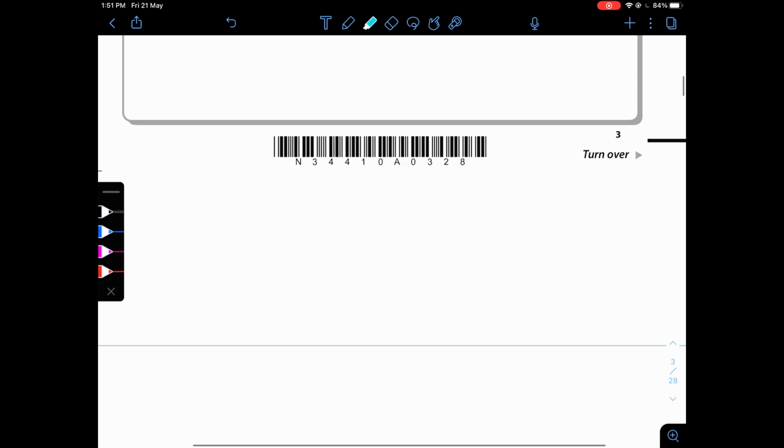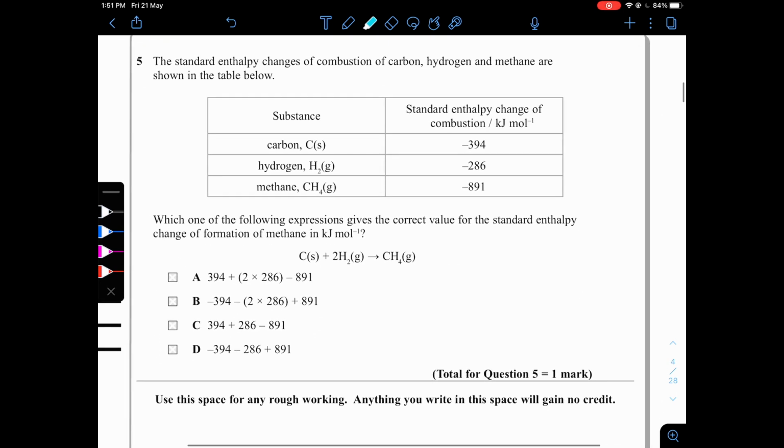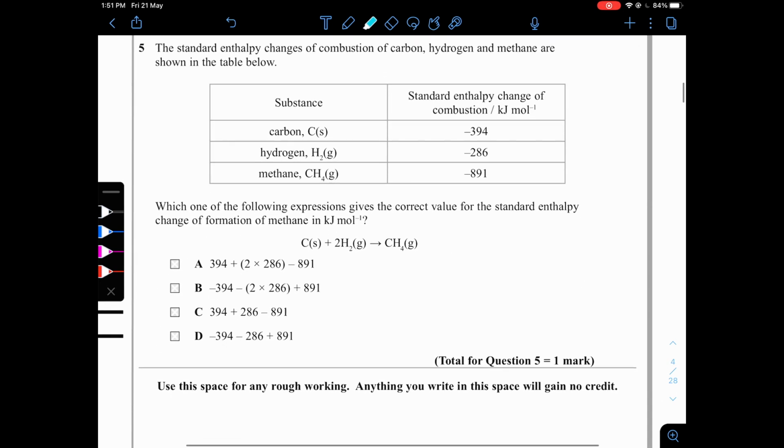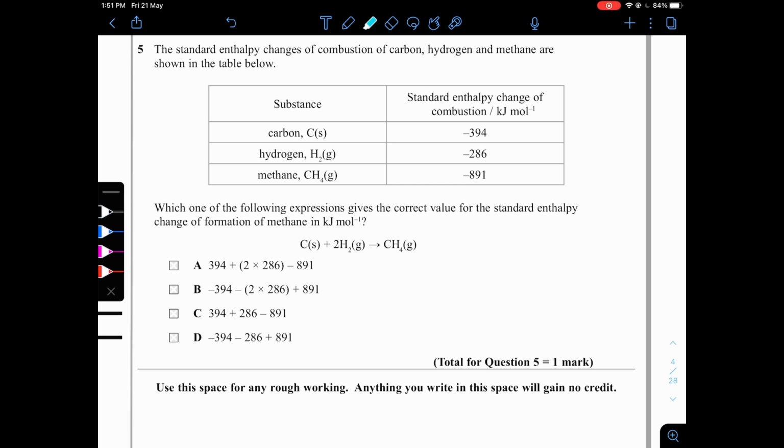Okay. So question number five. The standard enthalpies of combustion of carbon, hydrogen, methane are shown in the table below. Which of the following gives the correct value for the standard enthalpy change of formation in kilojoules per mole? Okay, so let's look at the values we have here. Let's just put the values. So the values for this is what?